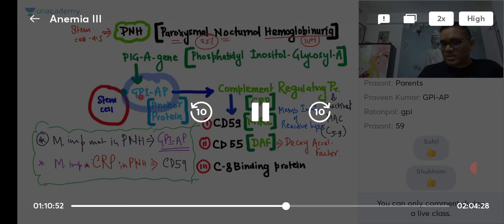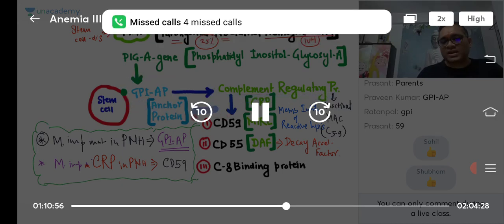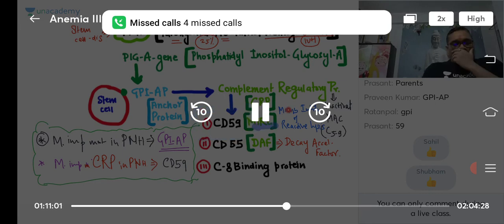In comparison to the anchor protein. But when the examiner is talking about amongst these complement regulatory proteins, then your answer should be CD59, which is MIRL. Clear? Right.